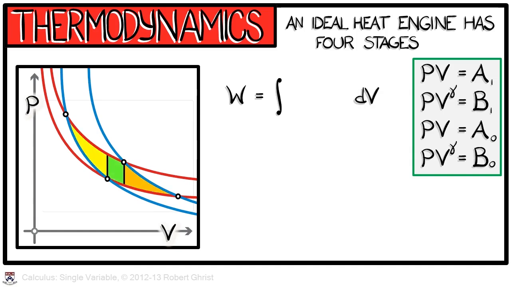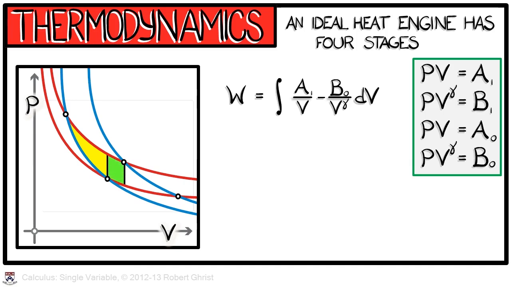In this case, the region breaks up into 3 distinct zones, each requiring its own integral. In the first piece, we have on the top the curve PV equals A1. Solving for P gives us A1 over V. Subtracting the P value for the bottom curve means subtracting B naught over V to the gamma. That's for the first region.